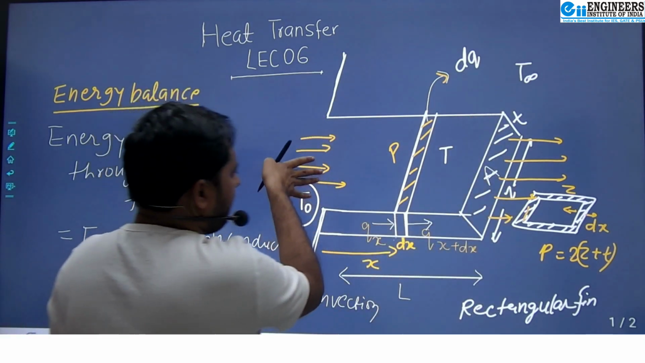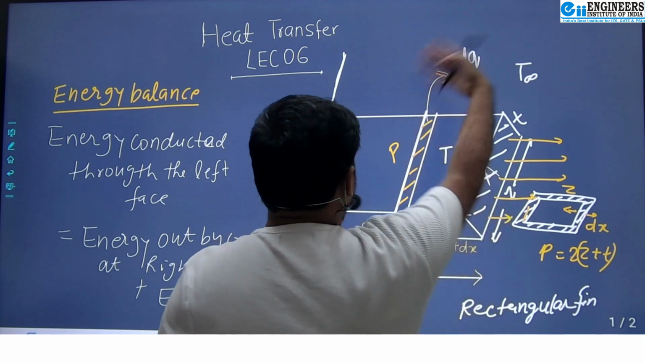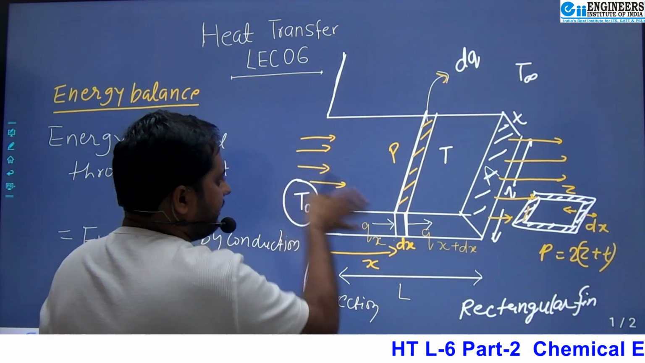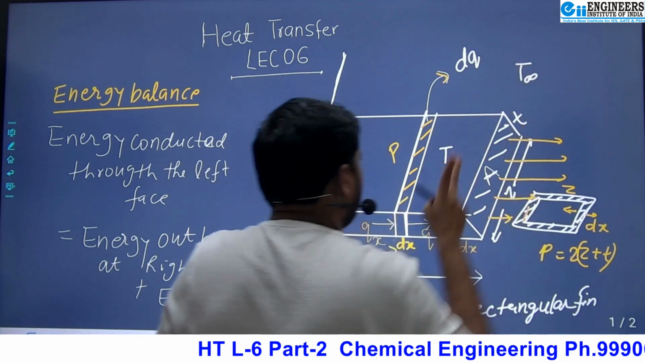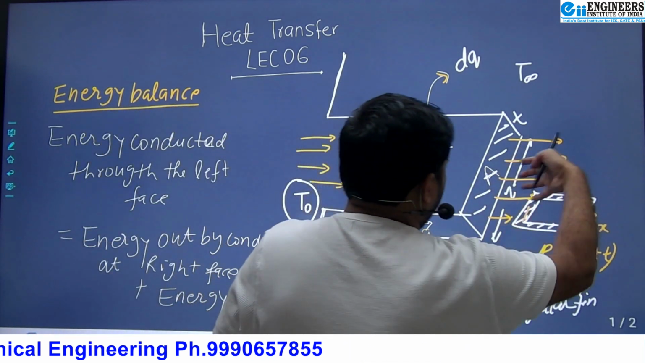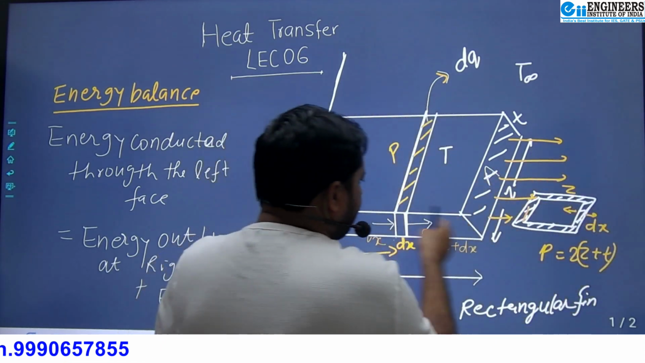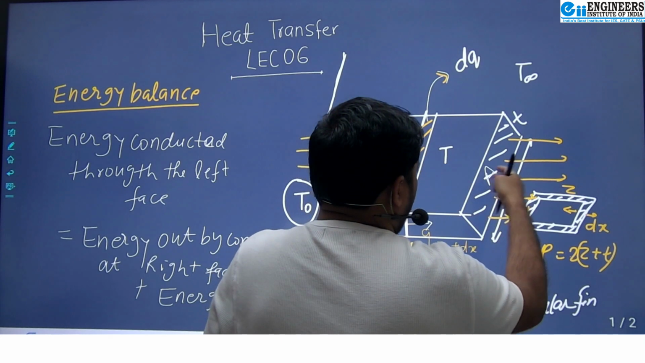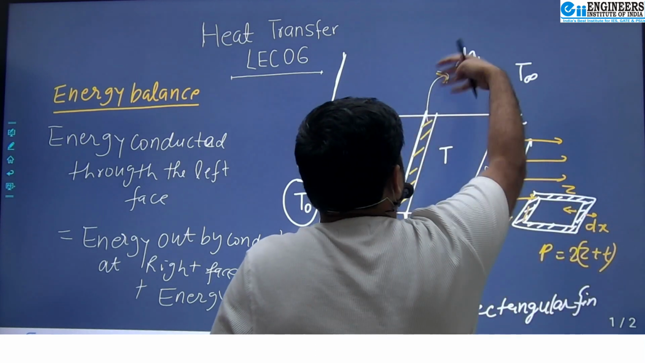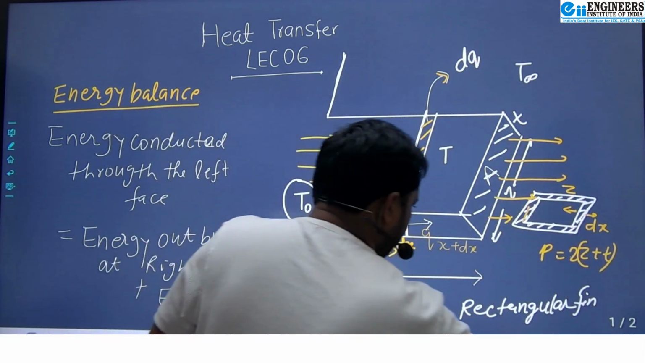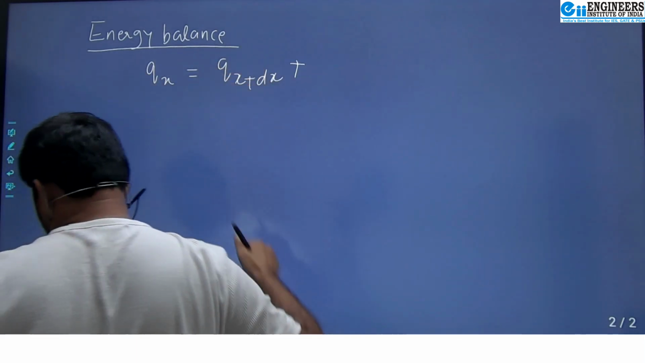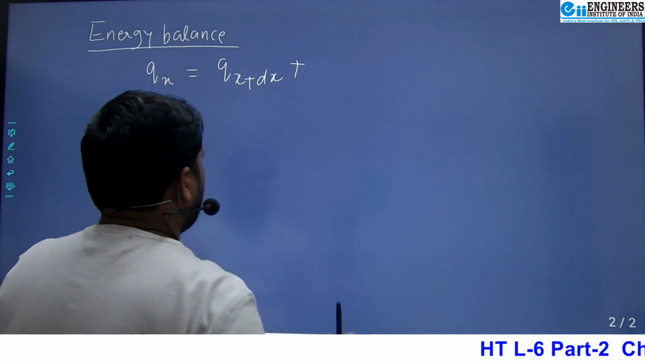So whatever energy is conducted by conduction is convected away. You can see the entering energy is either conducted onward or lost by convection. Only two possibilities: whatever heat is conducted inside this rectangular fin and comes out from this cross sectional area A is either conducted onward or lost by the convection process. So only two possibilities for the entering heat.